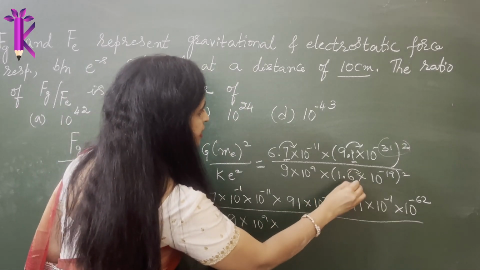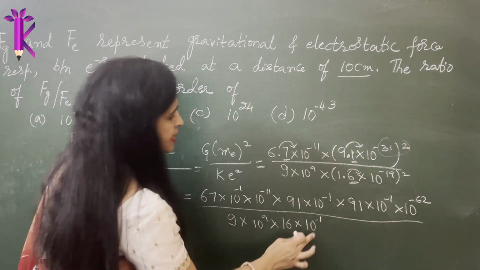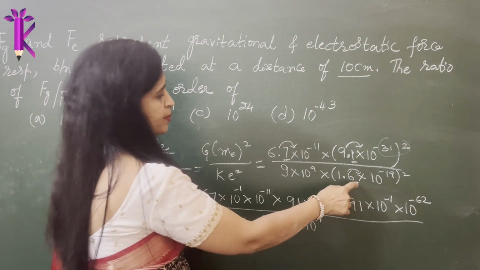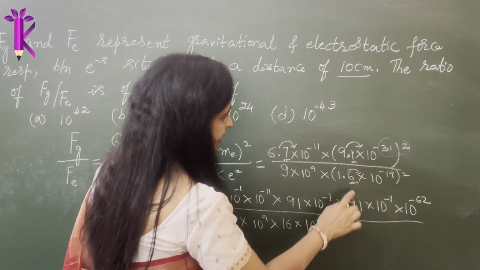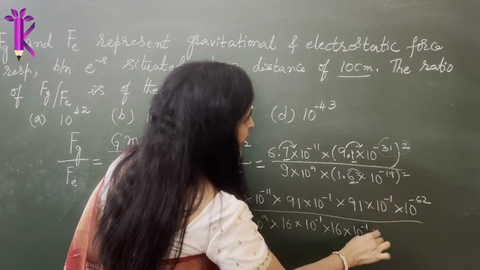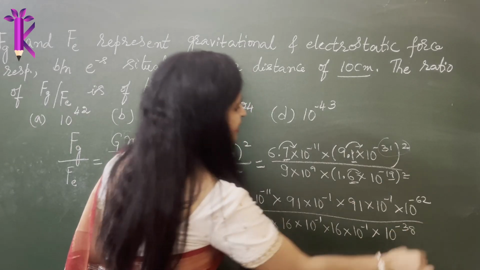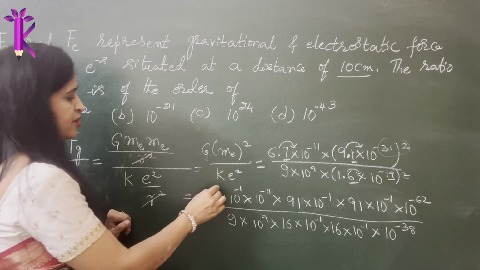1.6, if you shift the decimal, it will be 16, and the power of 10 decreases by 1 because you shifted one decimal place. It is squared, so you get one more 16 into 10 to the power of minus 1, and 19 times 2 is 38, so 10 to the power of minus 38. So now ignore all of this.